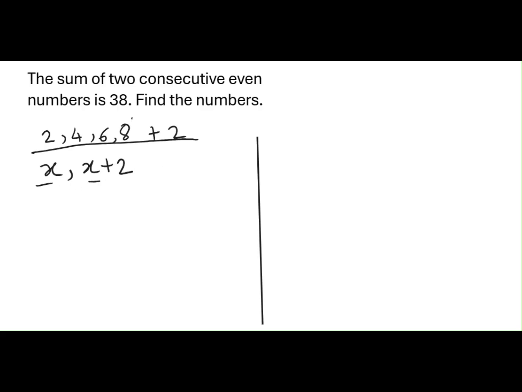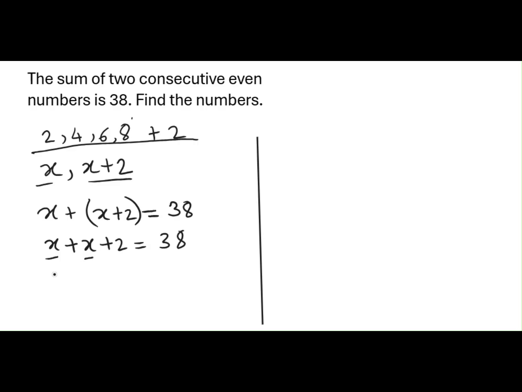So if these two are the consecutive even numbers, their sum is 38. So x is the first number and x plus 2 is the other number. Adding these two, we will get 38 according to the statement. Now if we open the bracket, we will get x plus 2. Nothing will happen because the plus sign is there. Now we can add these two x terms. We will get 2x plus 2 is equal to 38.